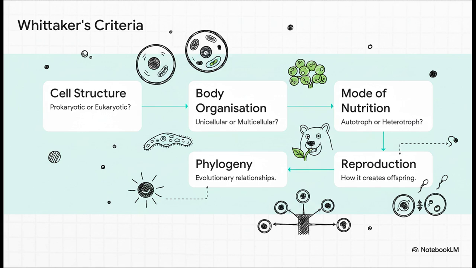He basically asked, what is the cell like? Is it simple or complex? Is the organism made of one cell or many cells? How does it get its food? How does it reproduce? And finally, who are its evolutionary ancestors? This was a much more scientific way of sorting things out.